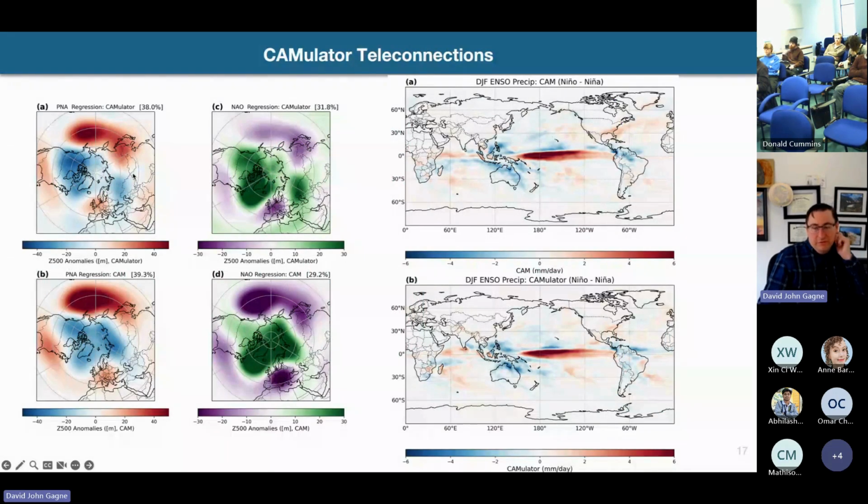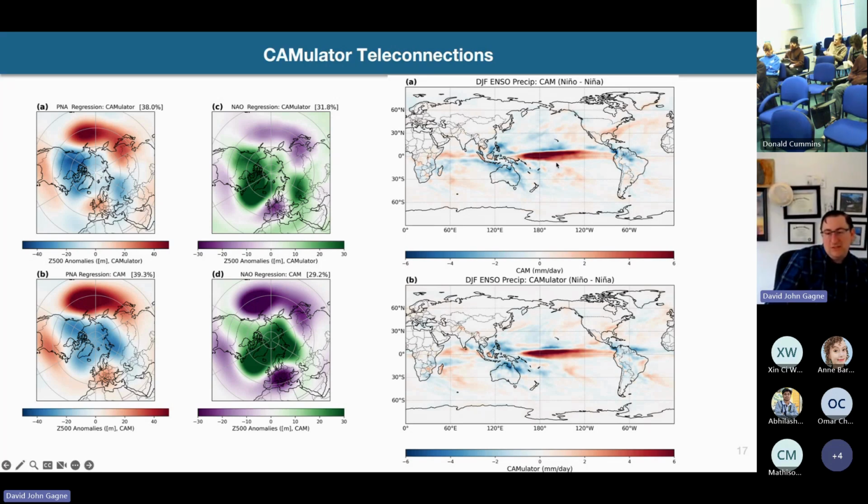So we have a model, and we can look at our global statistics. They look pretty good. What about our teleconnections? We have some PNA and NAO regressions, and we're seeing that CAMulator versus CAM nearly replicates both the amount of explained variance in the first EOF, as well as the patterns. They're not identical, but they are very similar. Same with the NAO, maybe with some more dramatic differences. We get two nodes rather than one node, and the negative anomalies are a little bit offset, but we're largely getting very similar structure.